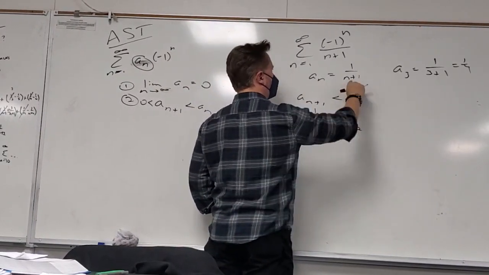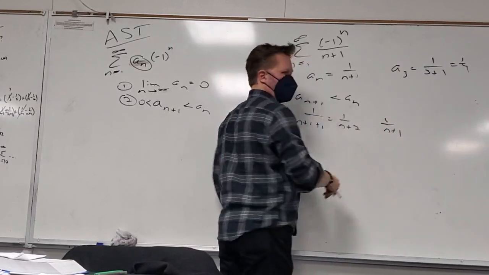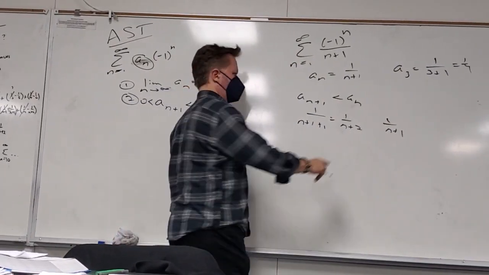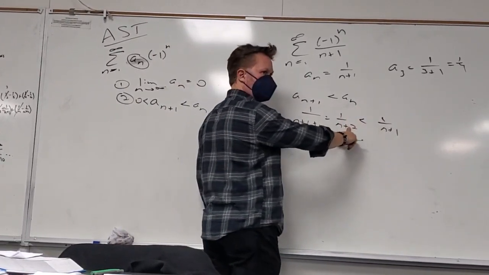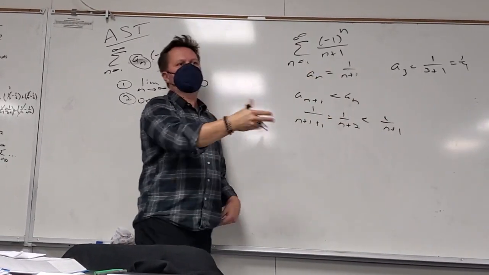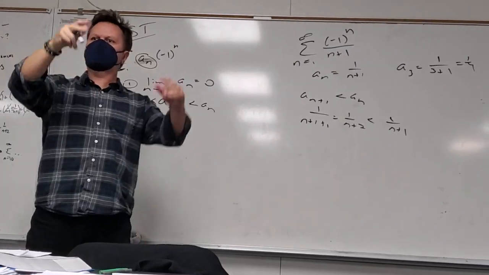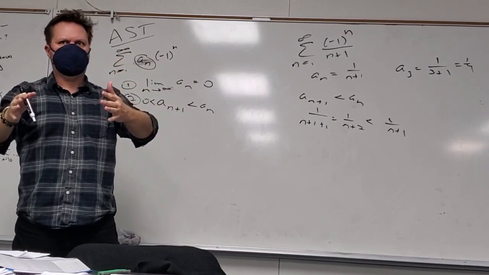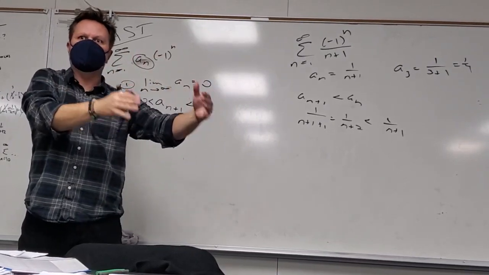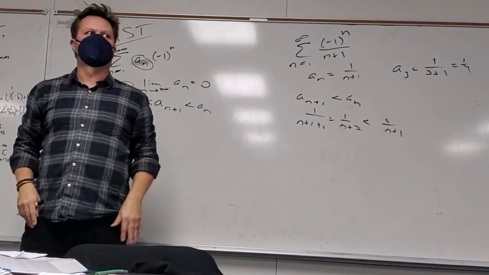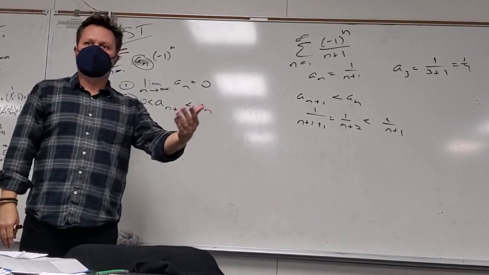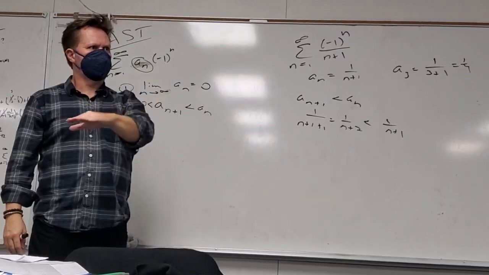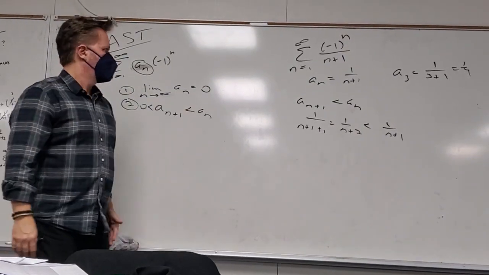How does that compare to a_n? Which one's smaller, a_n or a_(n+1)? Yeah, this one's smaller because the bottom's bigger, right? So that's all you got. You don't have to do derivatives. Sometimes it's quicker just to look at the (n+1)th term compared to the nth term. You just have to show that the next term is less than the one before it. And sometimes derivatives are easier. You just have to show that the derivative is negative, because then it'll be decreasing.